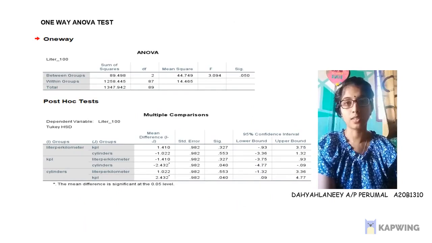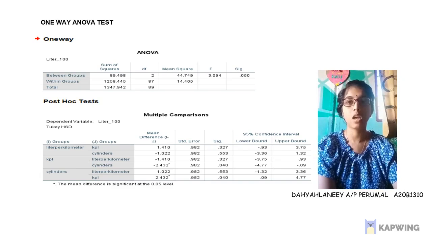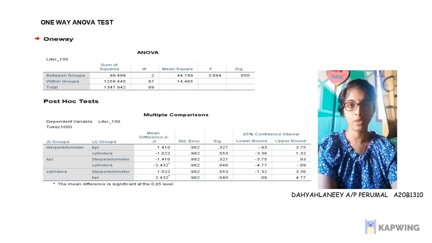This is the one-way ANOVA test. A one-way ANOVA test was performed to compare the effect of KPL travel distance and cylinders on liter per 100 km. There is a statistically significant difference between the groups' means. The significance value is 0.050, which is below 1. Therefore, there is a statistically significant difference in the mean of vehicle fuel consumption per 100 km between the KPL travel distance and cylinders.